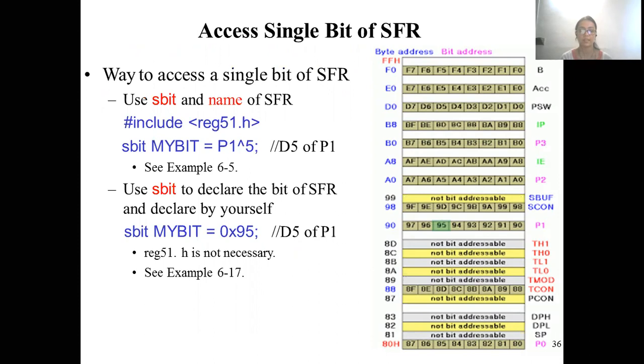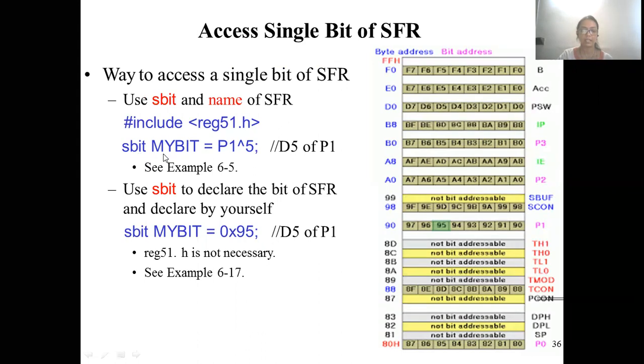This topic deals with how to access a single bit of an SFR. Here the way to access a single bit of an SFR has been discussed. You can see that by writing the header file we will start our programming, and then if you want to access any single bit of an SFR, you will use the data type sbit. This data type is very important for us. We have already discussed it when we were discussing the data types of C. The sbit data type is used to access a single bit of an SFR.